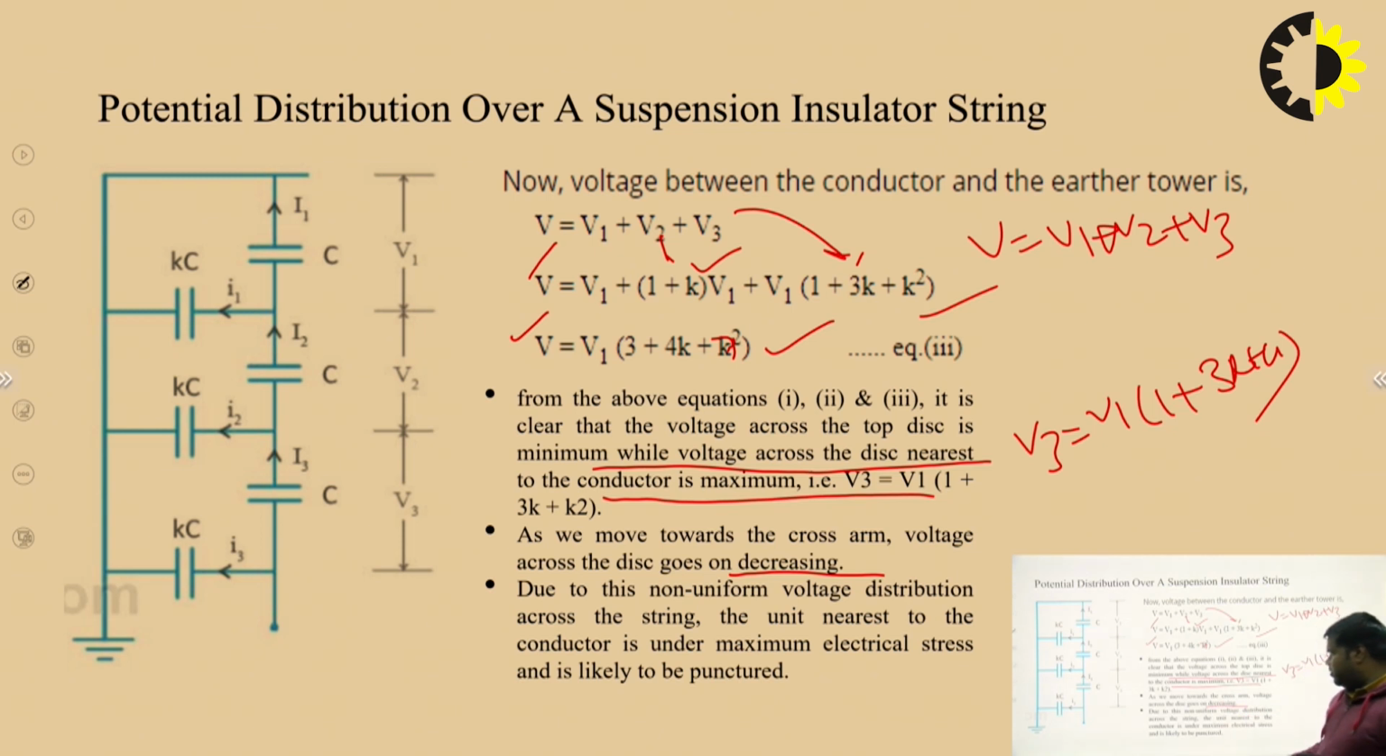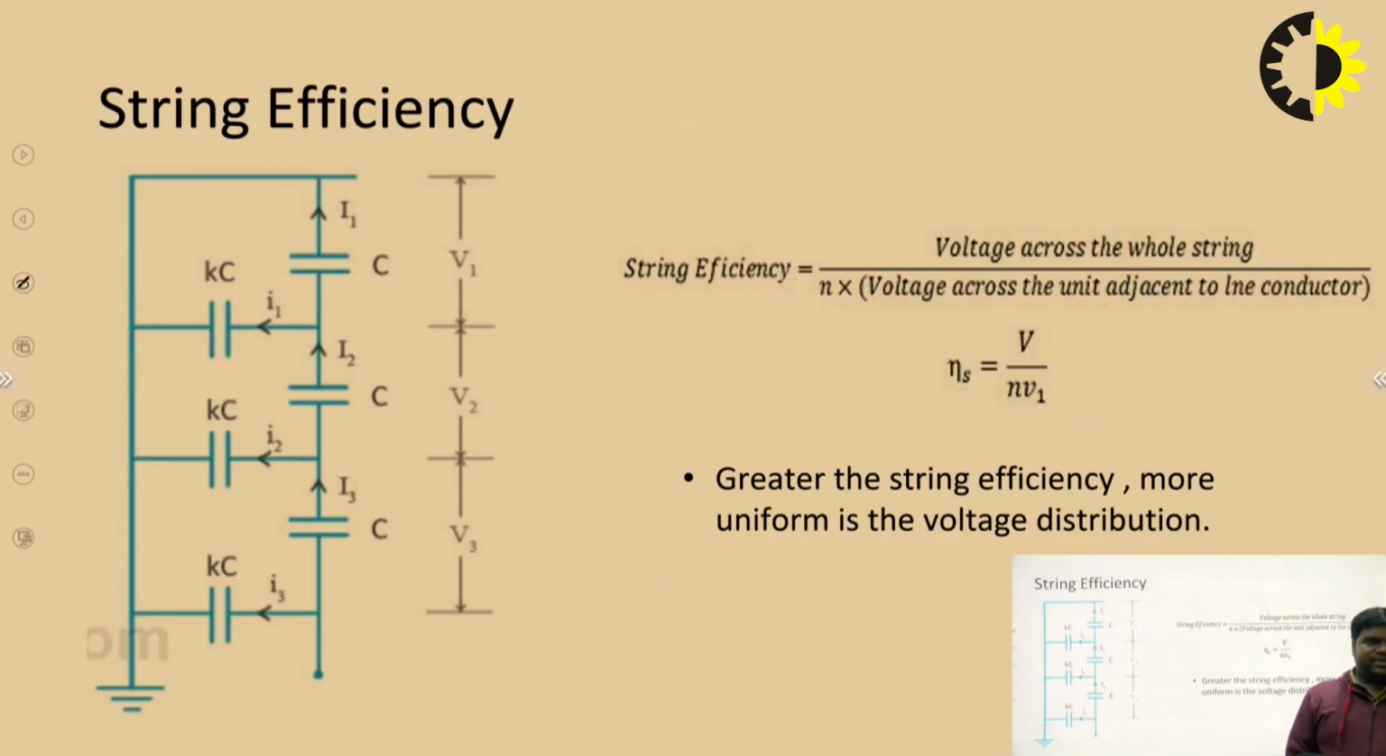Exactly for your multiple choice questions, the question may be like this: what will be the effect when we move towards the cross arm? The voltage across the disk goes on decreasing. So this question may be asked. On the other side, due to this non-uniform voltage distribution across the string, the unit nearest to the conductor is under maximum electrical stress and it is likely to be damaged. So this is the potential distribution over a suspension insulator string.